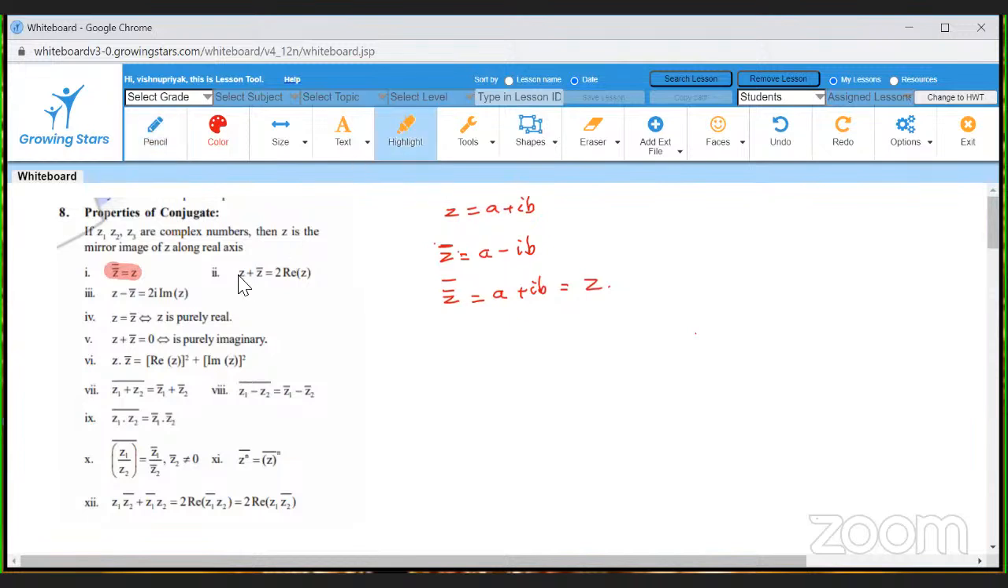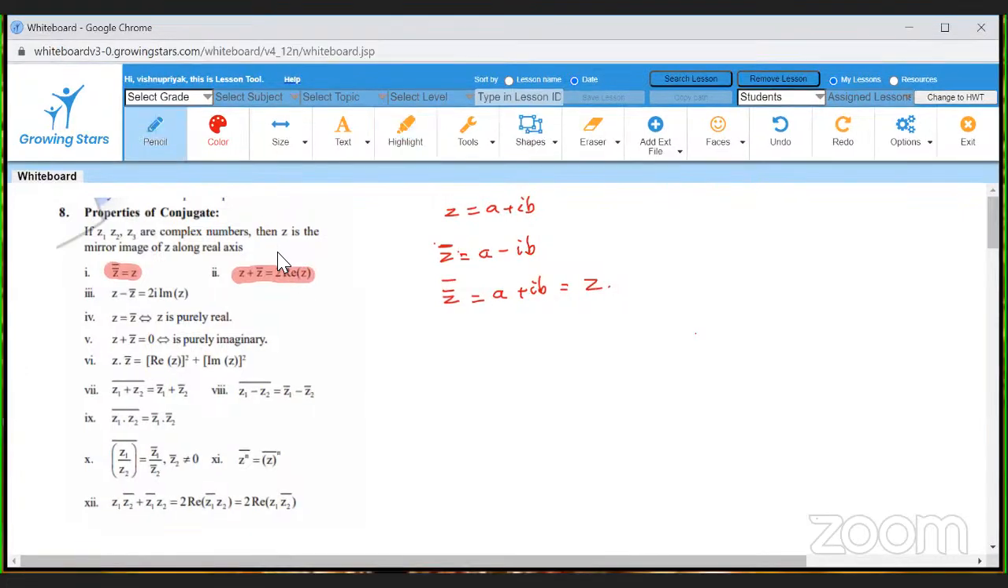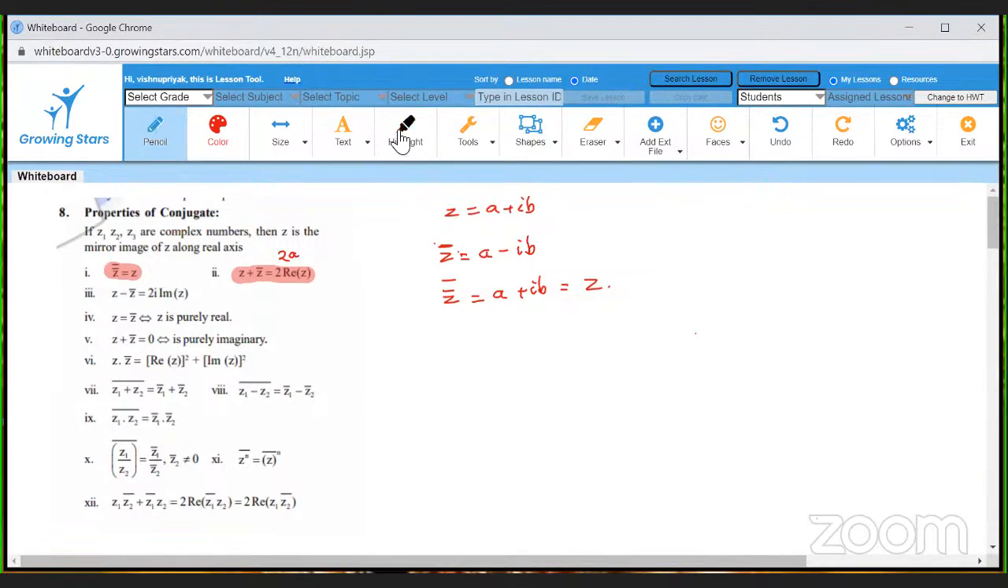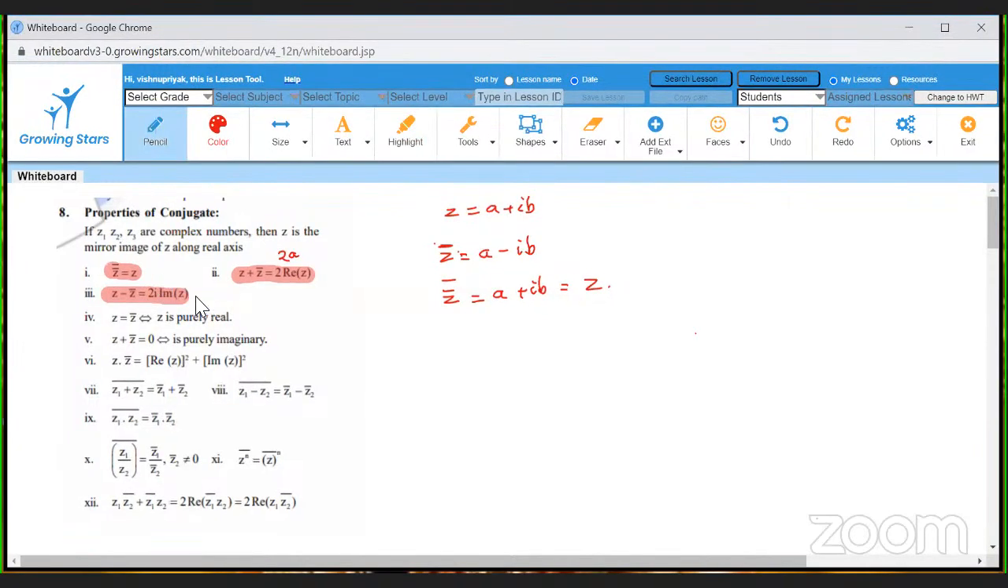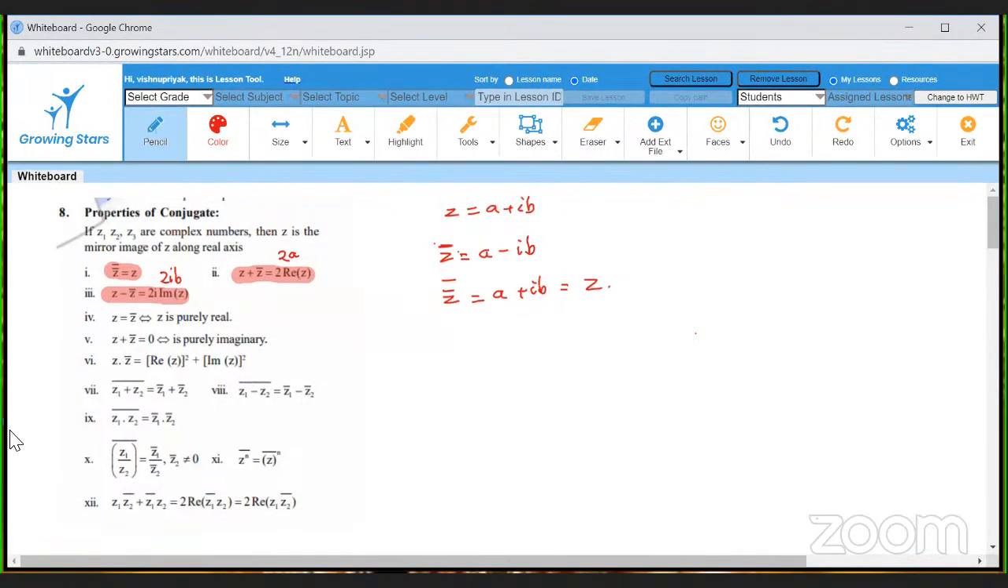Then z plus z bar will give you 2a, the real part of z. You get 2a when you add z and z bar. When you subtract z and z bar, you will get 2bi, the answer will be 2ib, 2i times the imaginary part of z.